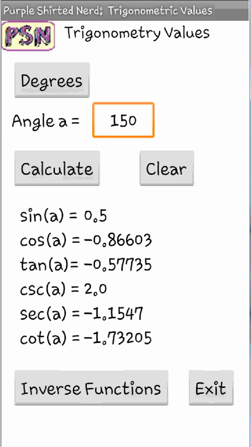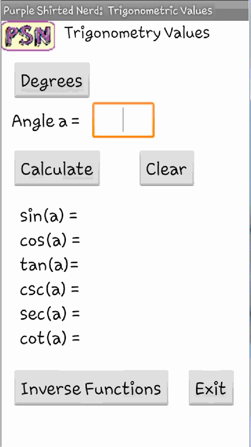The nice thing about this versus a calculator is you get to see all 6 trig values, or whichever one you want at any given time. Additionally, there's a little bit more work to do on most calculators if you want to find cosecant, secant, and cotangent for whatever reason.